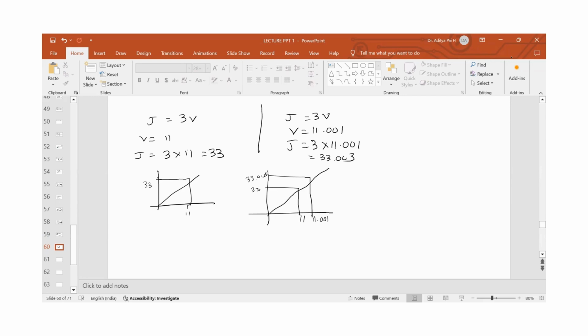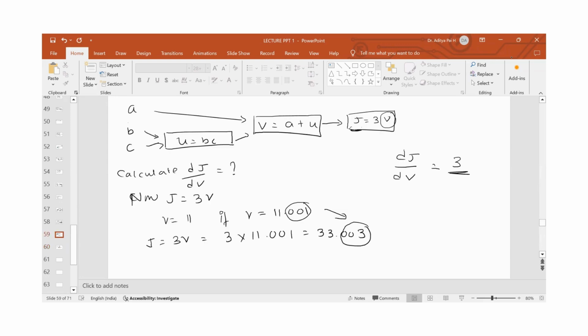Okay, you can see that if the value is 0.01, this has been changed to 0.003. Therefore, 0.003 by 0.001 is nothing but equal to 3 times. Now dJ by dV is nothing but 3V.